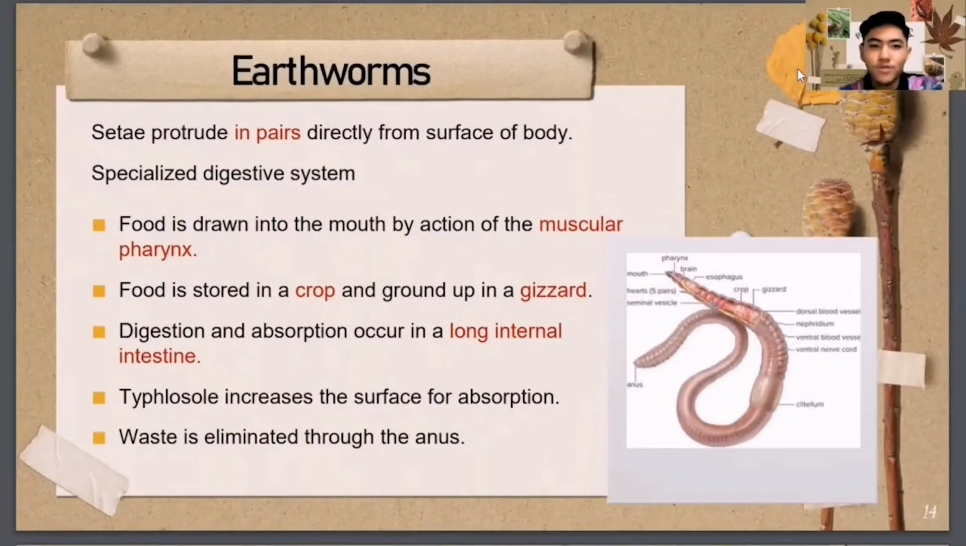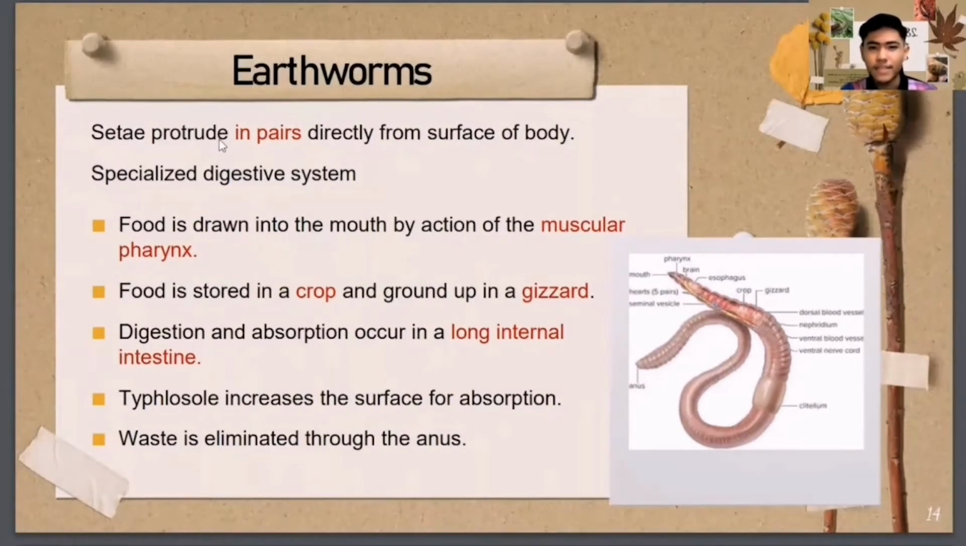So, I will continue the presentation about one of the examples of the annelid, which is the earthworm. You may refer to your textbook, which is on page 515. So, on an earthworm, the setae protrude in pairs directly from the surface of the body. Setae means short hair, while protrude means something that sticks out. So, this sentence means short hairs that stick out in pairs directly from the surface of the body.